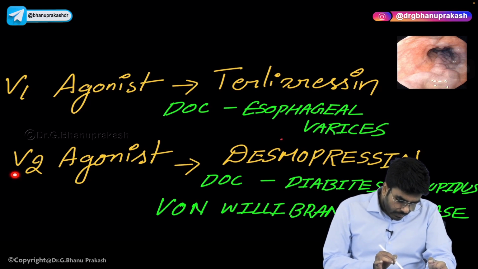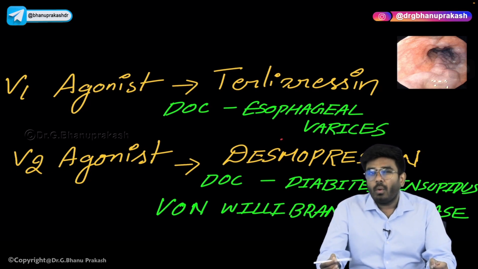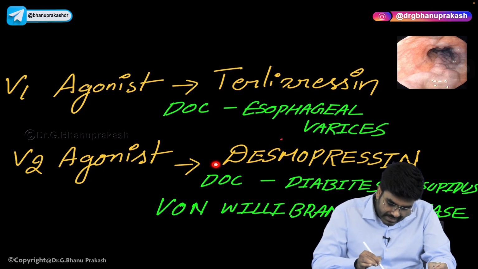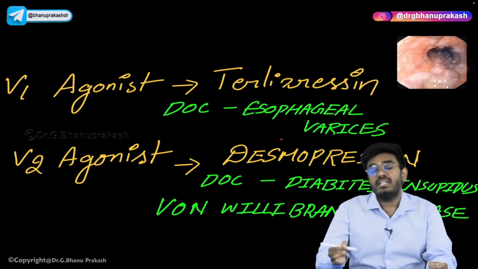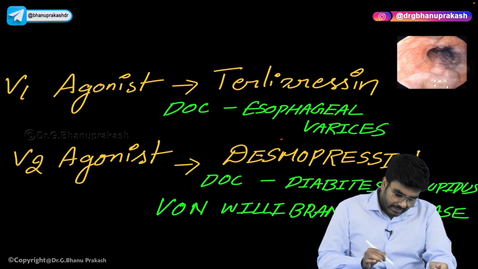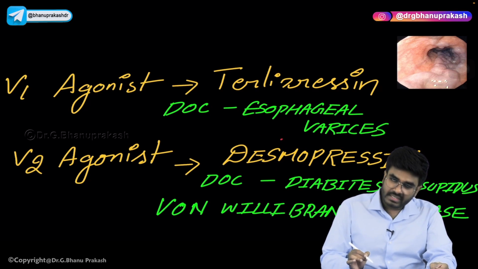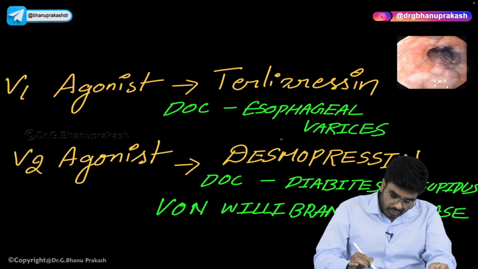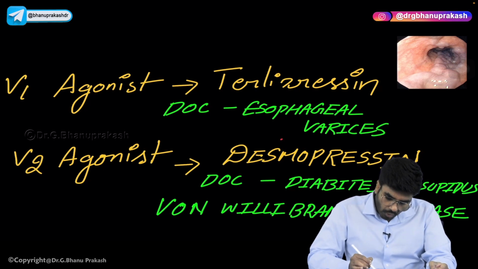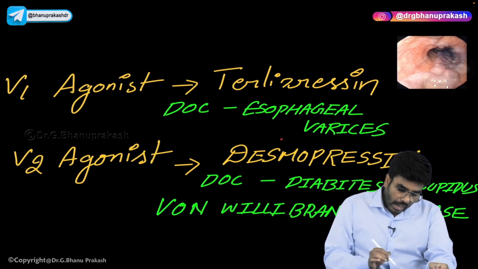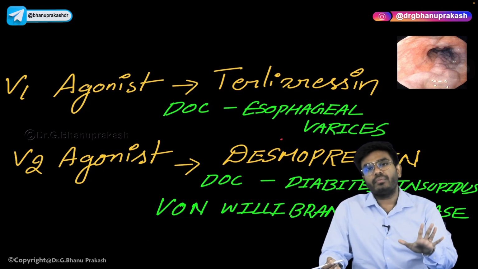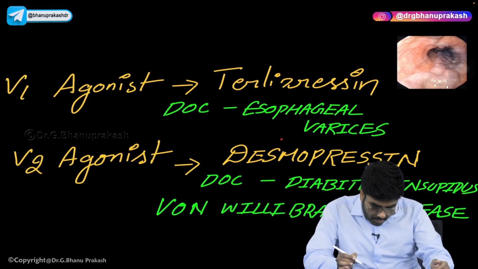Now, V2 agonist. What is a V2 agonist? The V2 agonist is called desmopressin. How is this desmopressin going to be helpful for us? We will discuss in a minute. See, this V2 agonist called desmopressin is the drug of choice for diabetes insipidus. Now, what is this diabetes insipidus? How is desmopressin going to be helpful for us? We will discuss in a few minutes. But before that, also please concentrate.